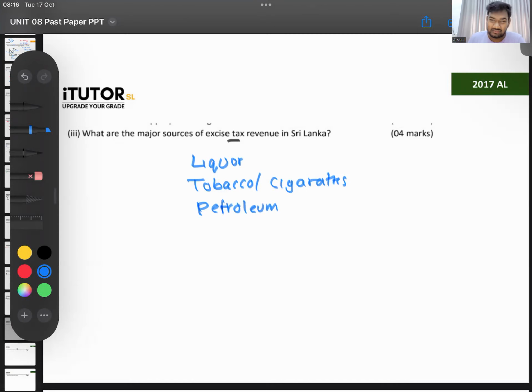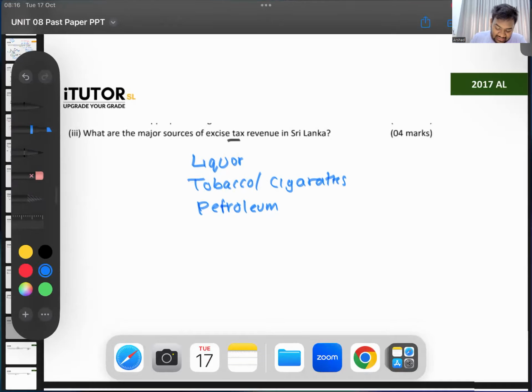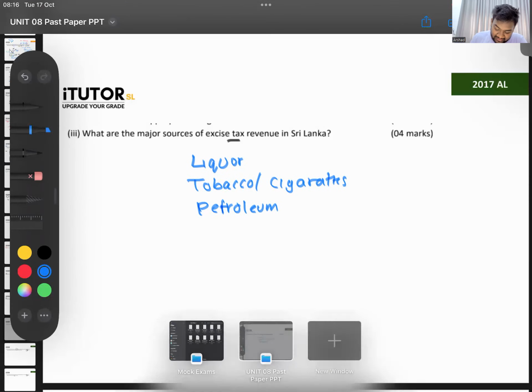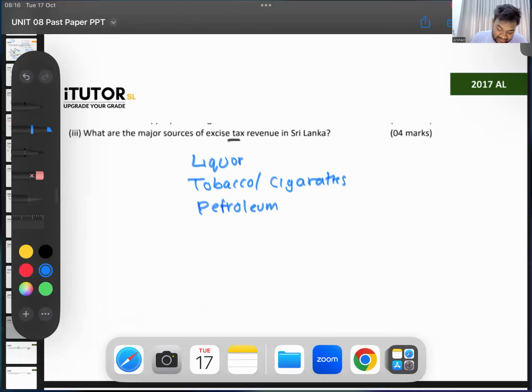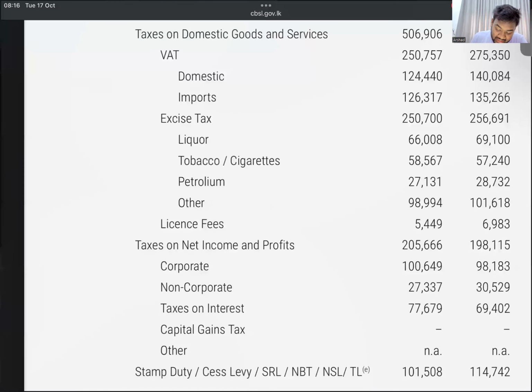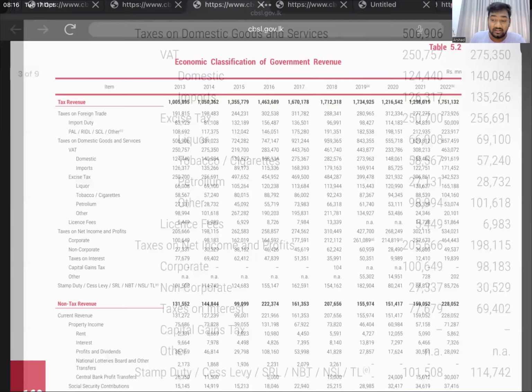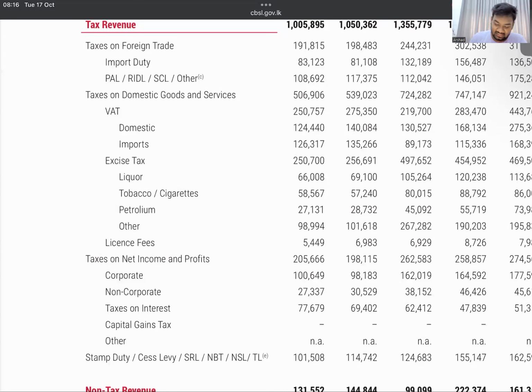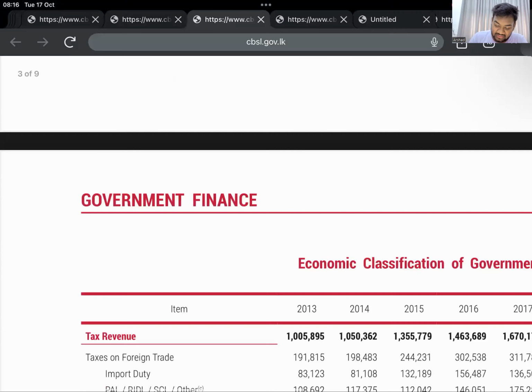So motor vehicles was there in the past. It's not there now. Now you have to find out what is there inside this other. Here they have given liquor, tobacco, and they have given other. Here other is 98. That means there is a lot of other. So what is the other? You should figure that out from the central bank report.